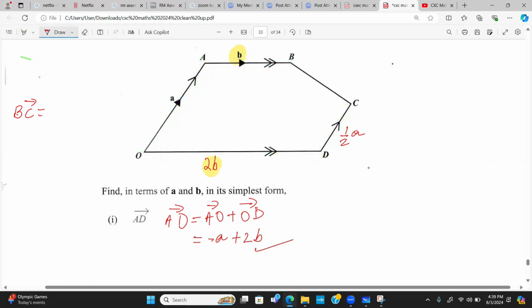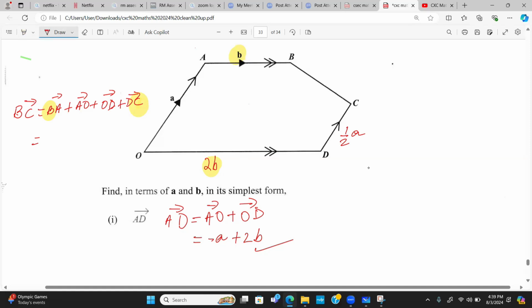So let me just write one. I'm going to move from B to A. Then I'm going to move from A to O. Then I'm going to move from O to D. Then I'm going to move from D to C. The point is that I left B and I ended at C. The moment there is no error in the calculation, your answer will be correct.